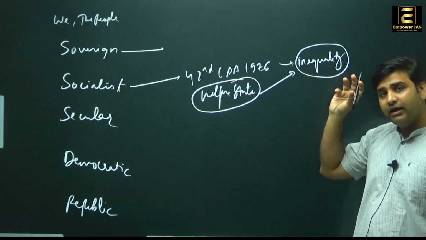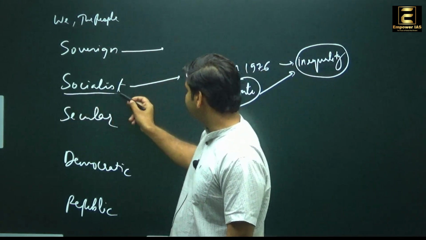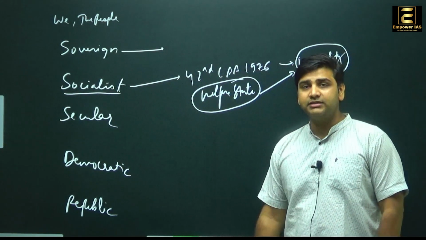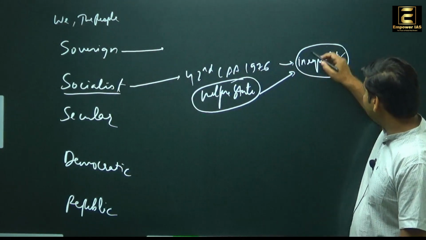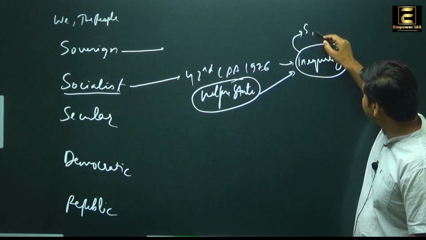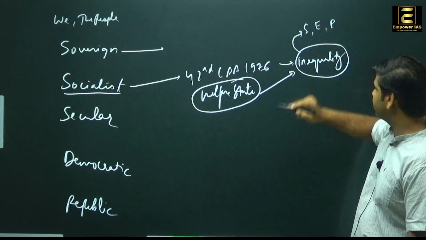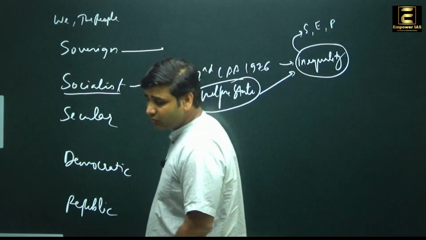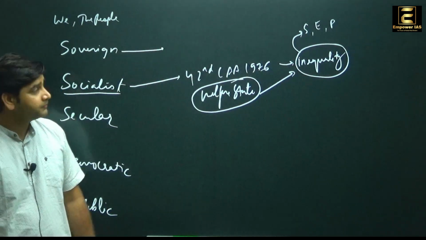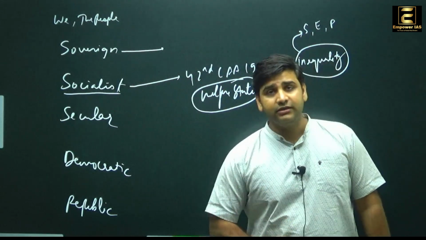This ideology or this idea is reflected from the word socialist, which has been inserted by the 42nd Constitutional Amendment Act in 1976. What kind of inequalities are there in India? If you see, there are social inequalities, there are economic inequalities, and it also talks about the political inequality. While we were giving the constitution to ourselves, meaning the people were giving the constitution to themselves, we have already eliminated the political inequality in the country.